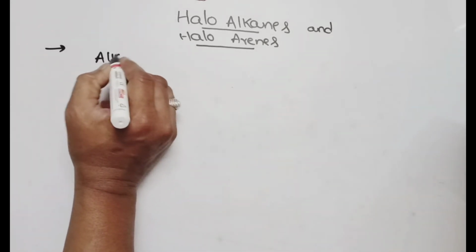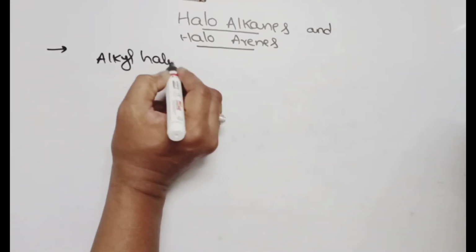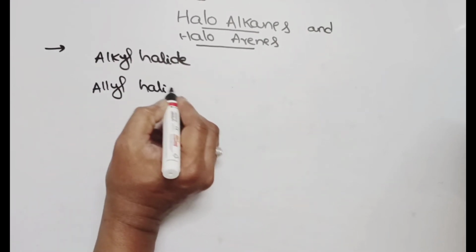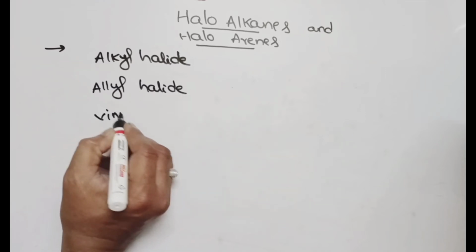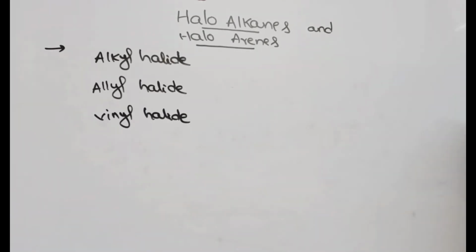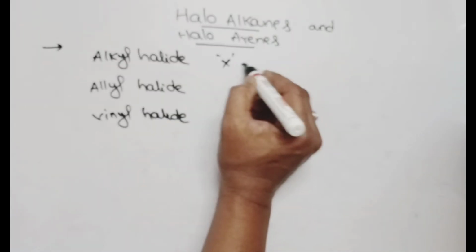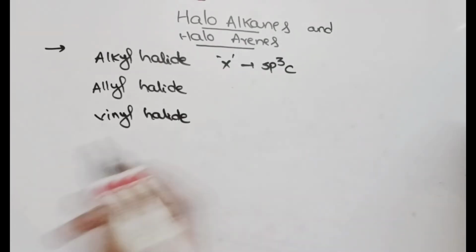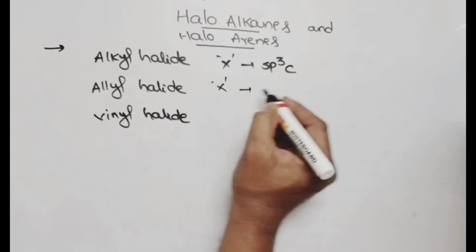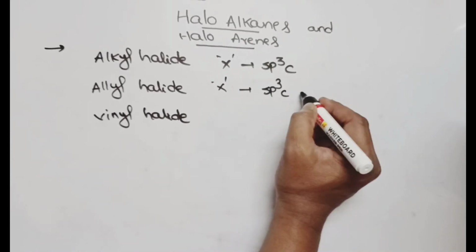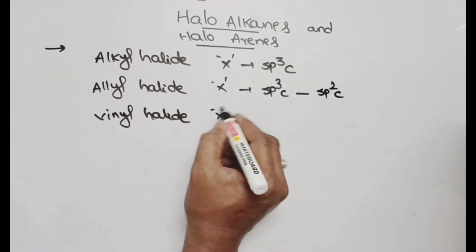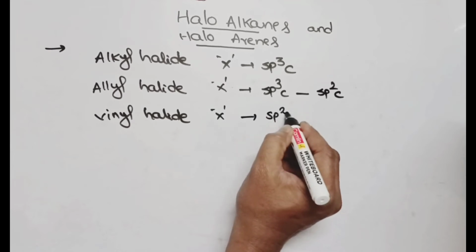There are alkyl halide, allyl halide, vinyl halide. Alkyl halide: halogen is with sp3 carbon. Allyl halide: halogen with sp3 carbon, and that sp3 carbon bonds with the sp2 carbon. Vinyl halide: halogen with sp2 carbon.